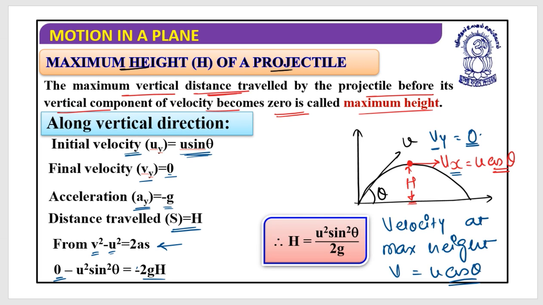So if I solve this, it's a minus minus that has been plus, and this h can be written as u square sine square theta by 2g. Please write this. This h, maximum height, would be equal to u square sine square theta by 2g. Yes, have you done this? Have you? So let's move on to the next.